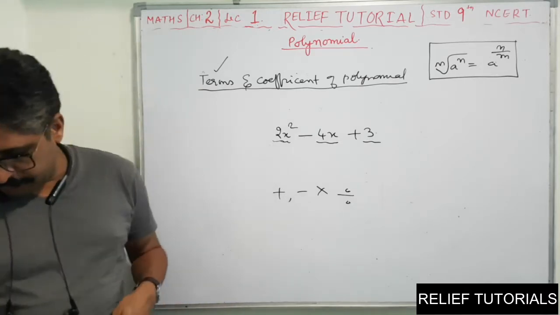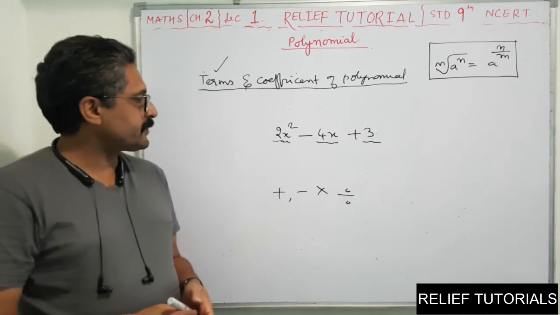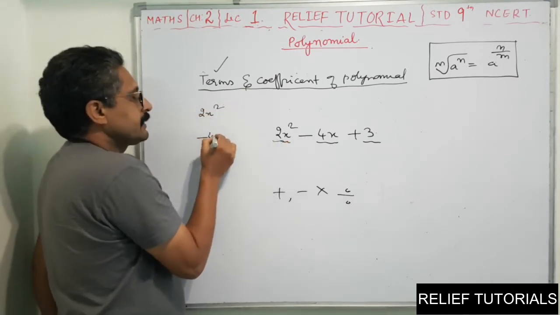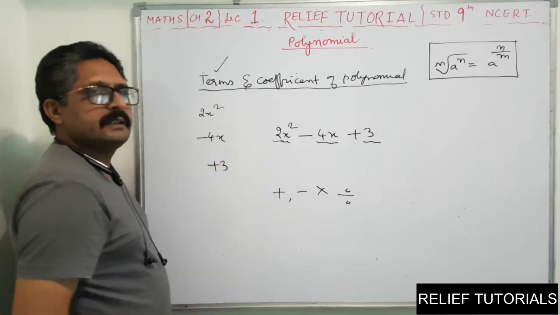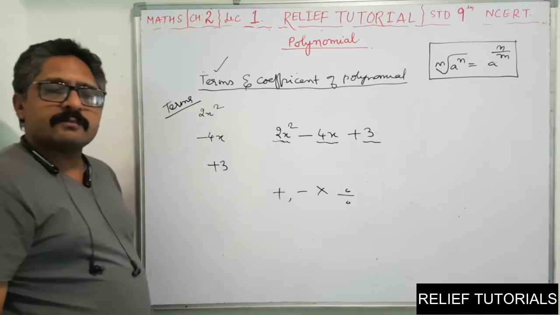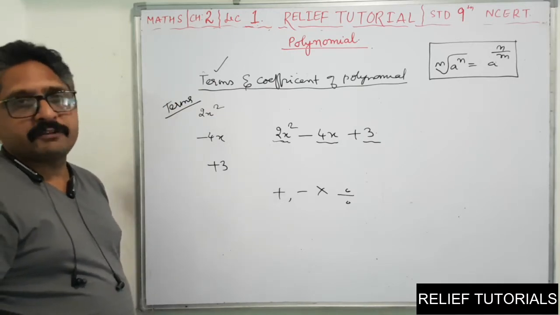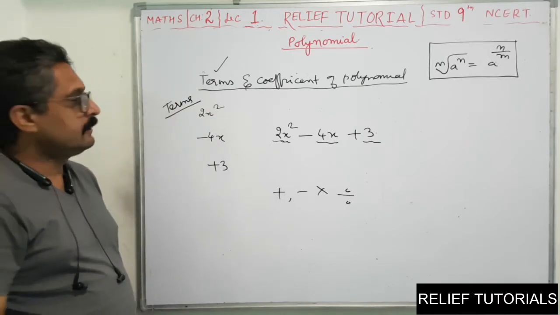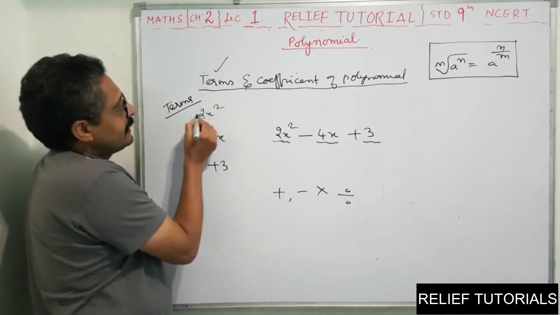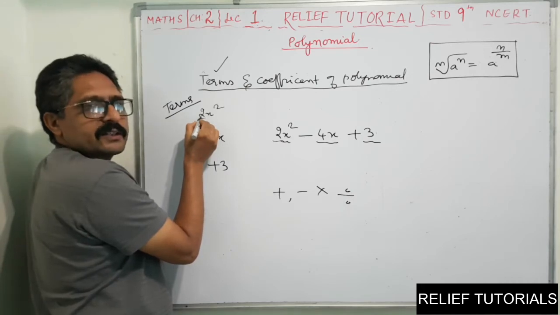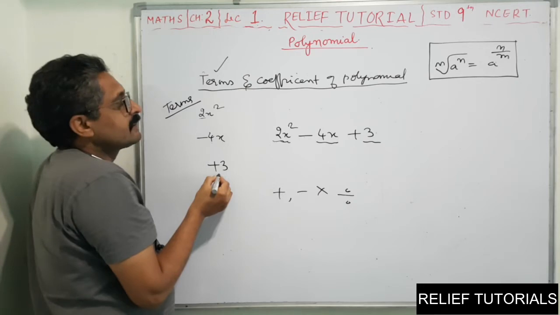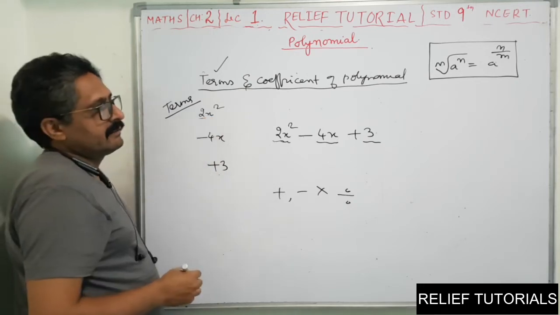And now we discuss that each term of a polynomial has a coefficient. See, you take this: one term is 2x squared, here it is minus 4x, here it is positive 3. These are the terms. So each term of this polynomial has a coefficient which is a constant. See, this is the coefficient of x squared. It is a constant. 2 is a constant. Here minus 4 is a constant. Here 3 is a constant. So they are called coefficients.